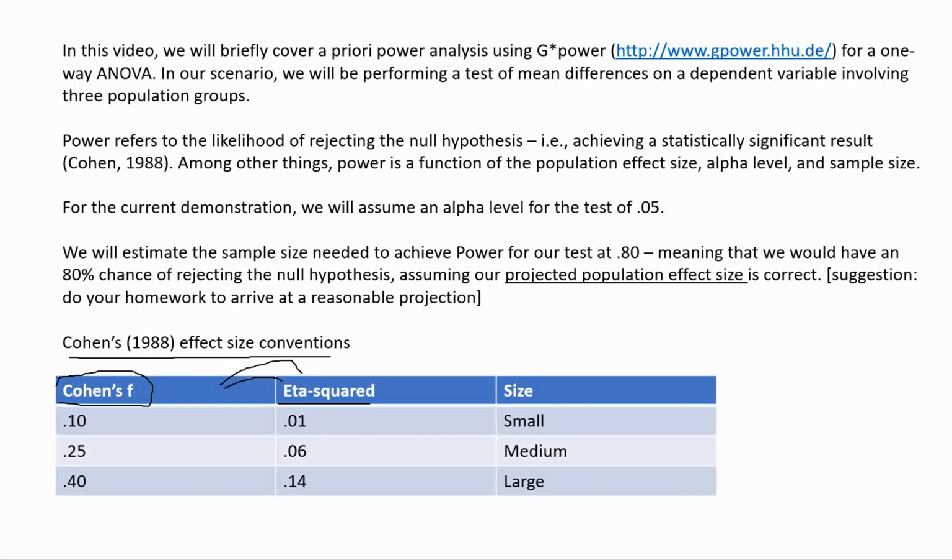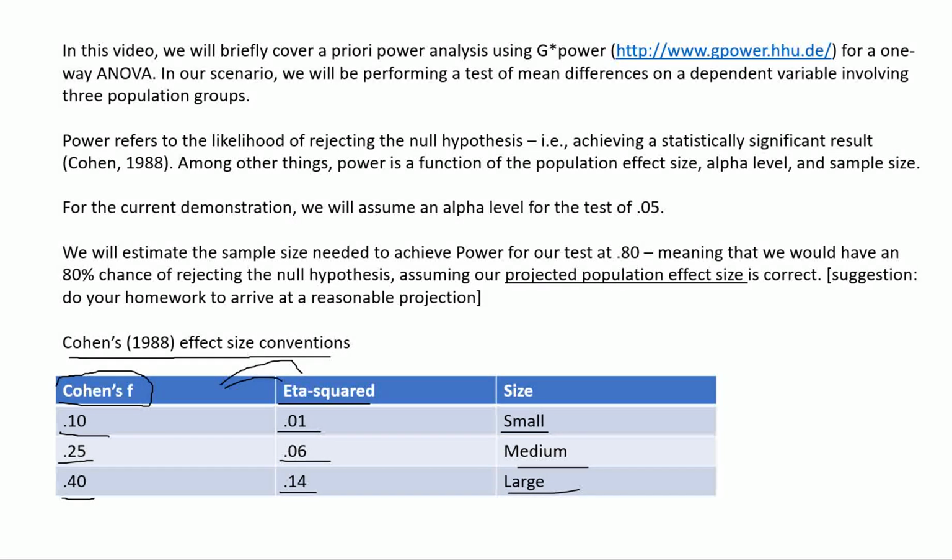And given that a lot of us, when we are working with analysis of variance, are probably pretty familiar with Eta-squared and less so with Cohen's F, I just included these conversions so you can see what they are. So you can see a Cohen's F value of 0.10, which is reflecting a small effect according to those conventions. That would be equal to an Eta-squared value of 0.01. Cohen's F of 0.25 would be associated with an Eta-squared of 0.06. That's for a medium effect. Cohen's F of 0.40 would be converted to an Eta-squared of 0.14, and that would be reflecting a large effect.